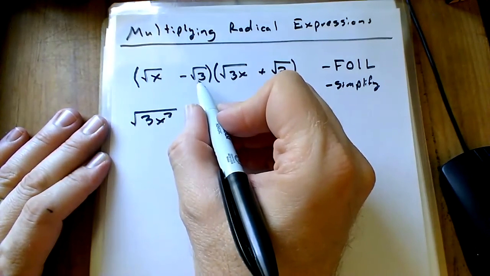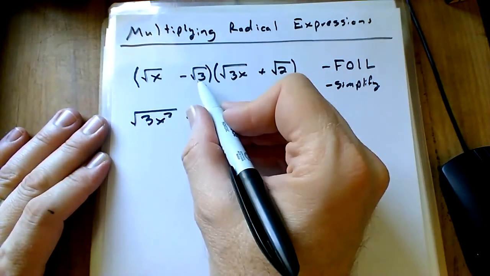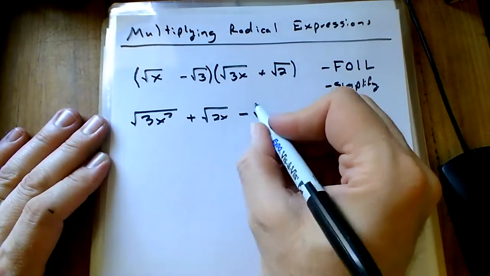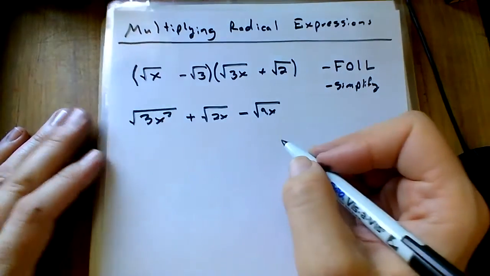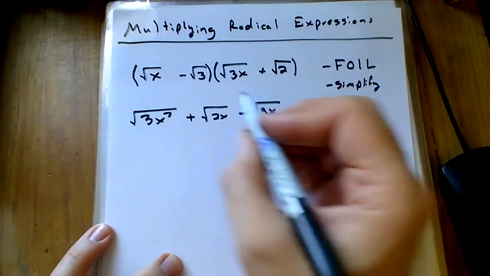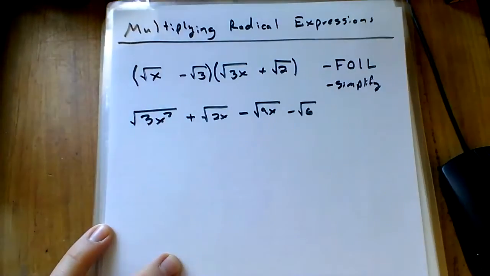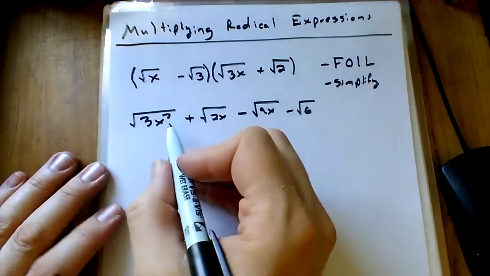My inside term, I've got negative square root of 3 times the square root of 3x. It's going to be minus the square root of 9x. And then our last one is going to be minus the square root of 6. And now we can go ahead and simplify these.